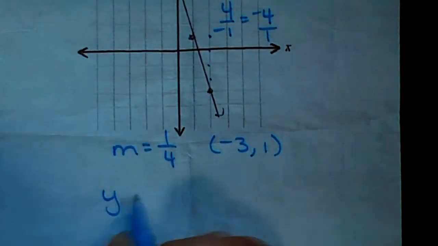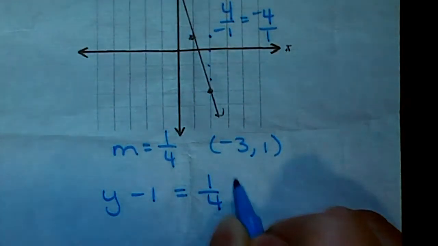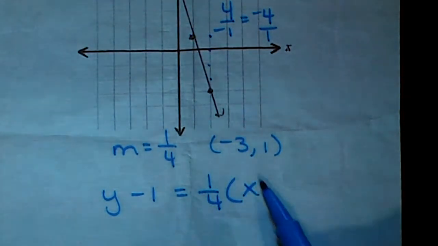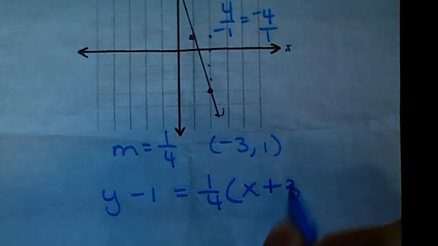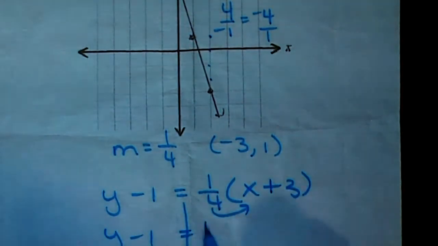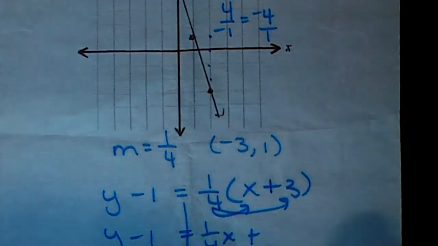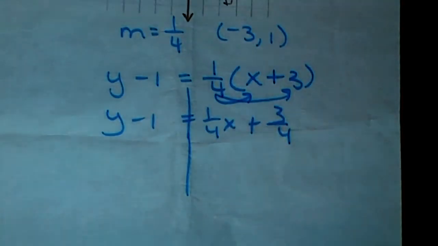So we're going to take y minus y1, set that equal to the slope that I want, multiplied by x minus x1. So when you take minus -3, you're going to add a positive 3. So y minus 1, let's distribute. I have 1/4 x plus, when you take 1/4 times 3, yes, it is 3/4. It's okay, fractions are our friends. Let me scooch that up so you can see it, that would be nice.